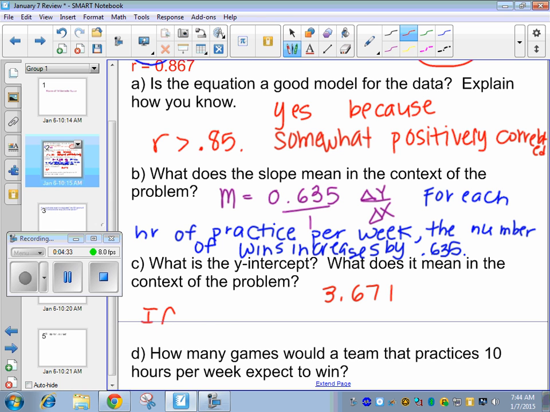So if the team practices 0 hours, you're going to win 3.671 times.